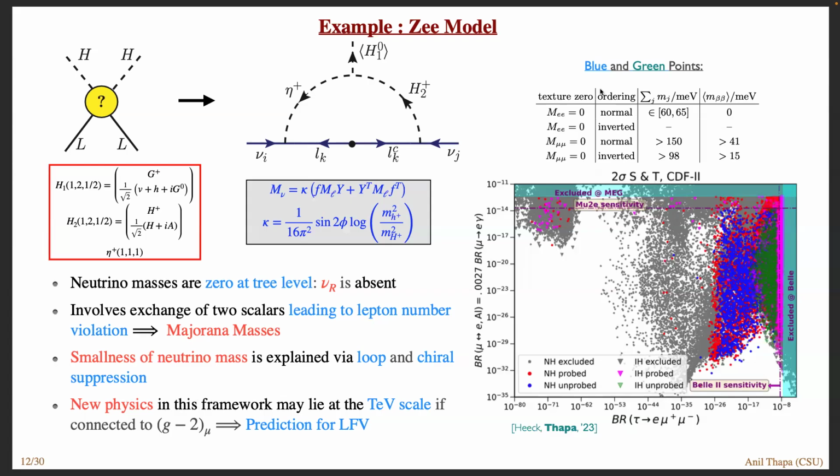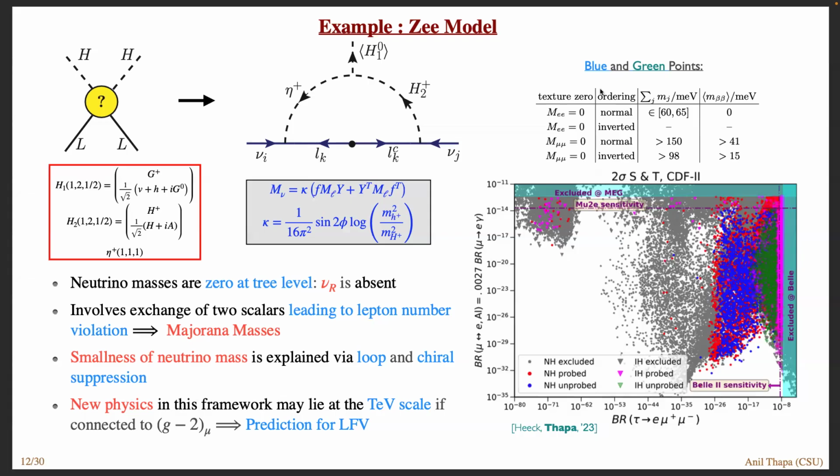The only term that you have is at loop level, which is shown in this diagram. Again, this H2 is a doublet, the second doublet, and eta plus is a charged singlet. Once you have eta plus, H2 plus, and H1, this term will violate lepton number by 2 units, and then you generate a neutrino mass.